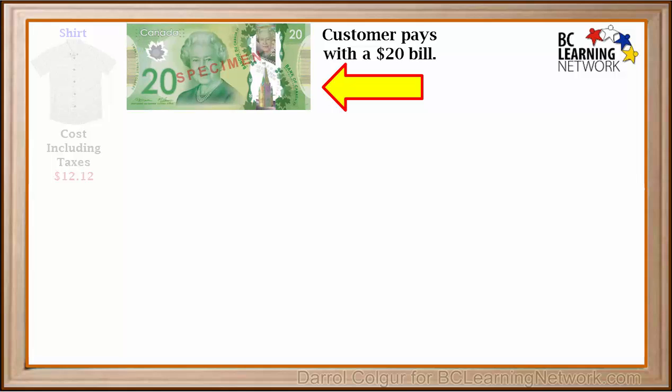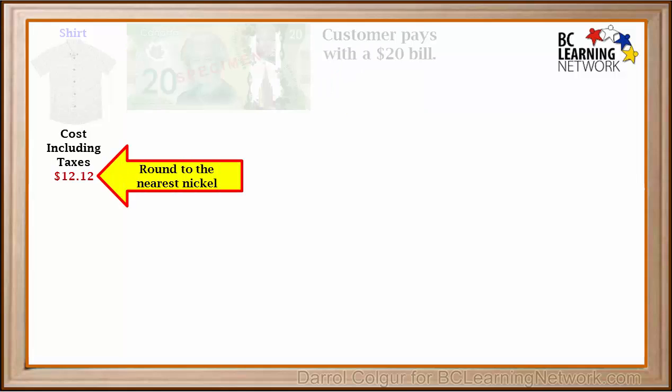The customer pays for this with a $20 bill. Because we don't use pennies in Canada, we have to round the price to the nearest nickel. 11 and 12 round down to 10, while 13 and 14 round up to 15. So $12.12 rounds down to $12.10.